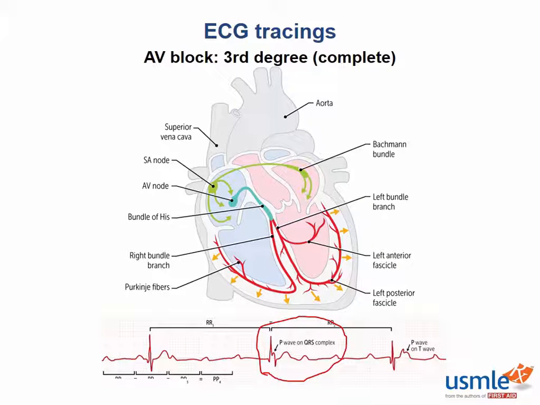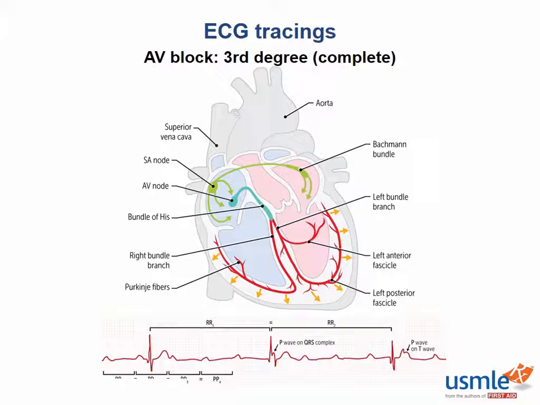Here we see a QRS complex and a P wave occurring at the exact same time. Here we see a P wave on top of a T wave. So you can really see there's absolutely no coordination between the ventricle and the atrium. And we see the QRS and P waves just really happening at random times. So as you can imagine, this is a very serious problem, and patients with this third degree AV block generally don't generate enough cardiac output to perfuse their vital organs.